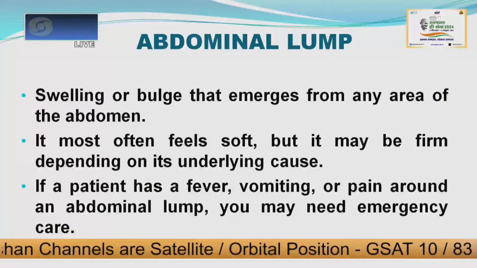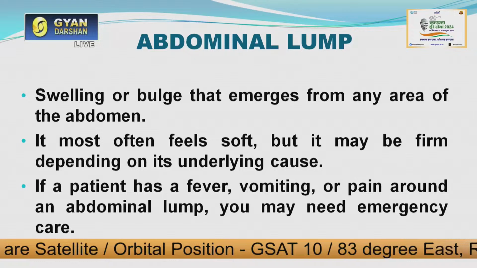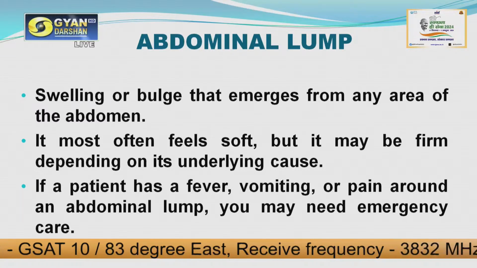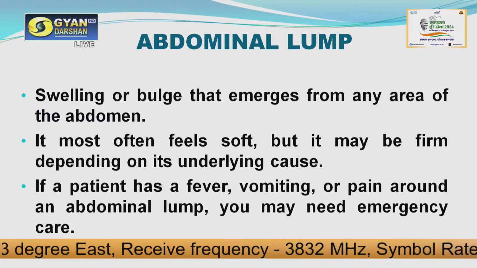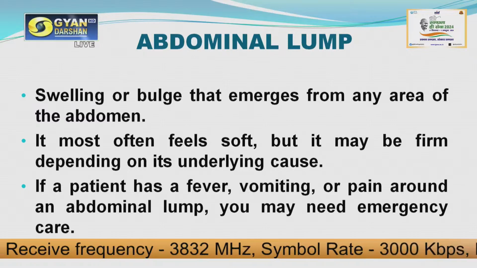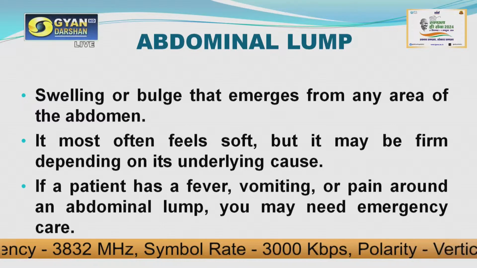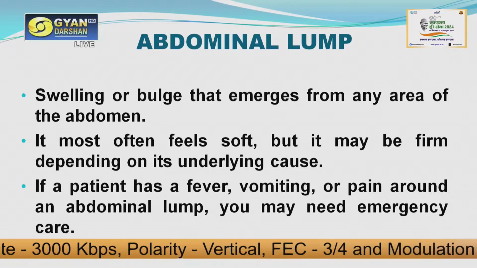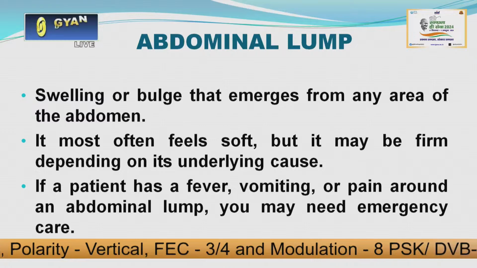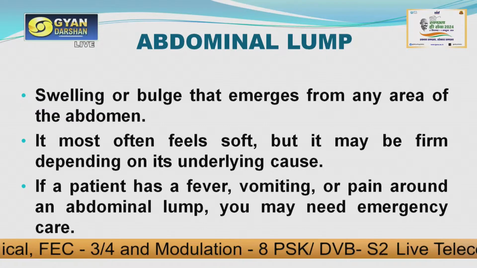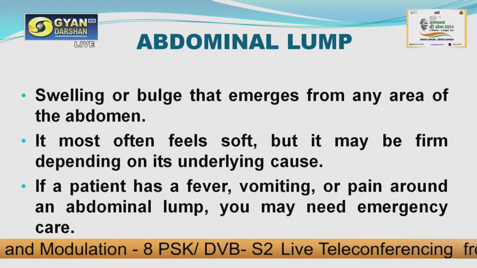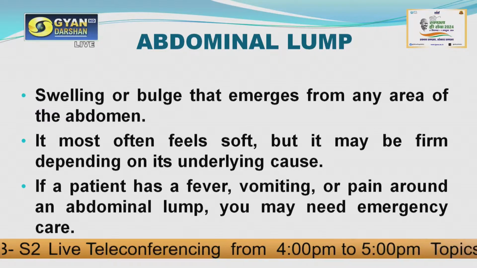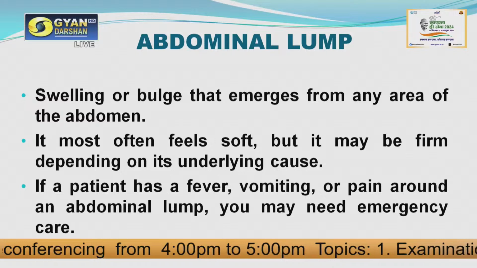Now there can be another lump, that is abdominal lump. So abdominal lump involves the swelling or the bulge that emerges from any area of the abdomen. So we have discussed first the neck region swelling, then second we have seen the lump in the breast, and now lumps can be there in the abdominal area also. It most often feels soft, but it may be firm depending on the underlying cause.